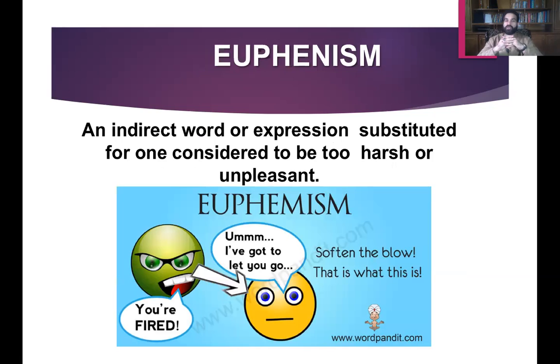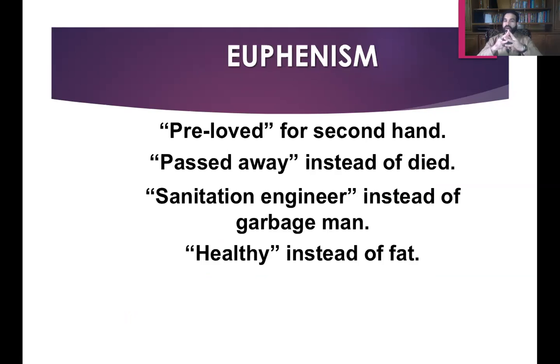Then you have euphemism. There is a misspelling, euphemism basically. An indirect word or expression substituted for one considered to be too harsh or unpleasant. Like you don't want to say exactly what that person is, so you put it in a softened way. For example, pre-loved for second hand. Passed away, you say instead of died. Sanitation engineer instead of garbage man. Healthy instead of fat. So that's how we do it.